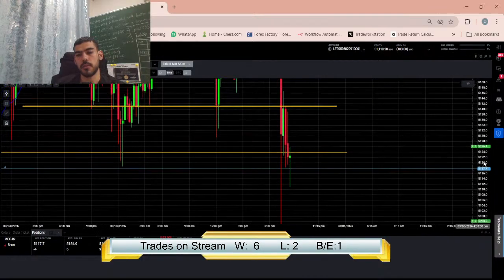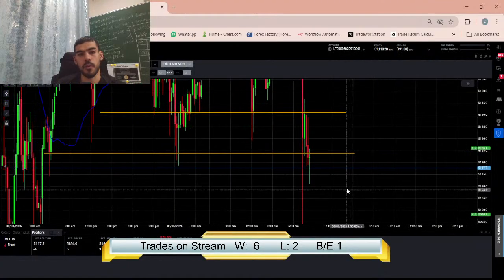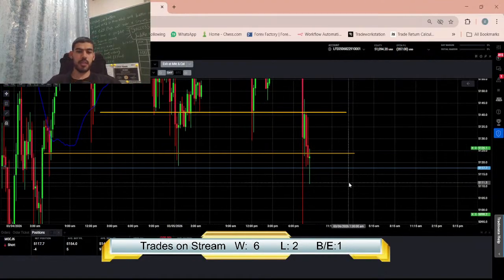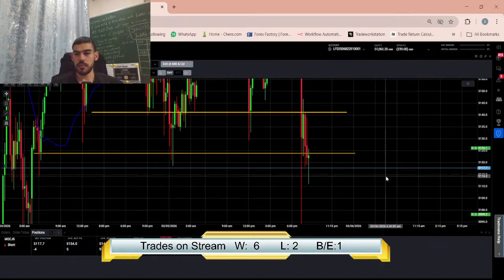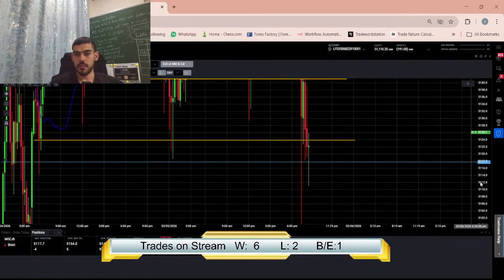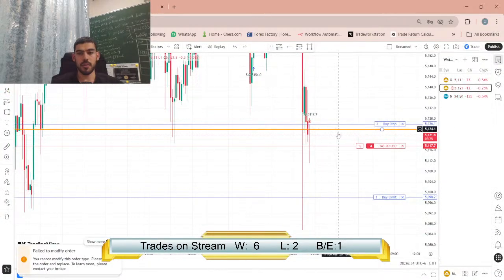Oh, come on, gold. I don't care now, either it hits take profit or stop loss, but let's just get done with it, because you are leaving us hanging like this, hovering in the middle between the entry and the stop loss, just hovering.